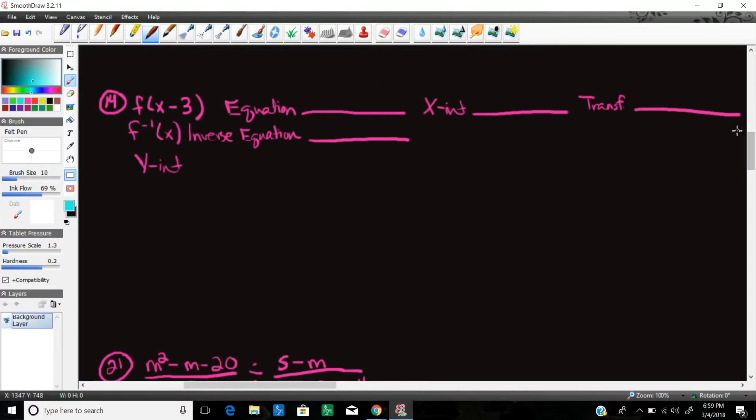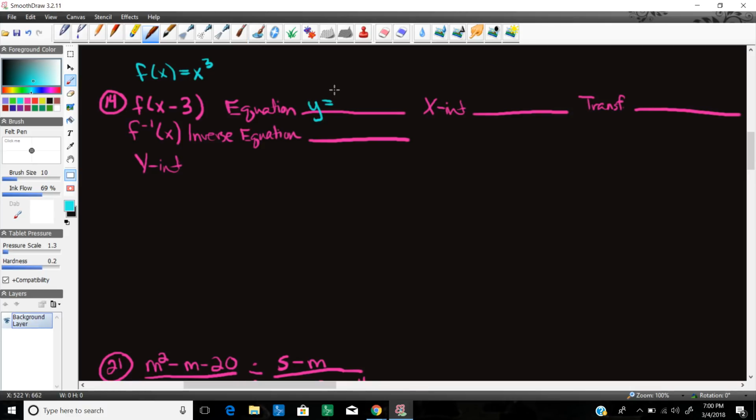This one is asking you, I believe, to give the equation of some problem. Okay. And I believe in this case f of x is equal to x cubed. So you have this at the top. F of x equals x to the third power. And we're just applying a transformation to it. So if I apply x minus 3 to it, I'm going to end up with something like this.